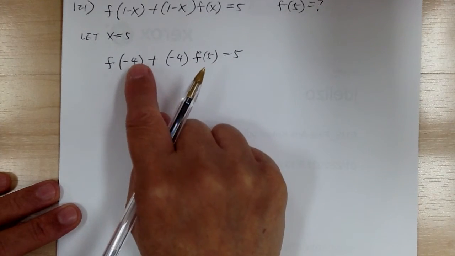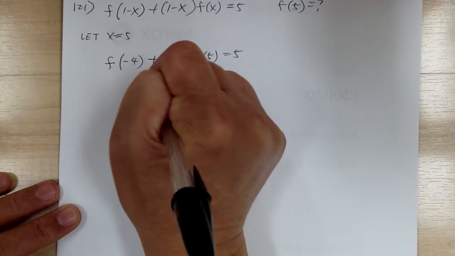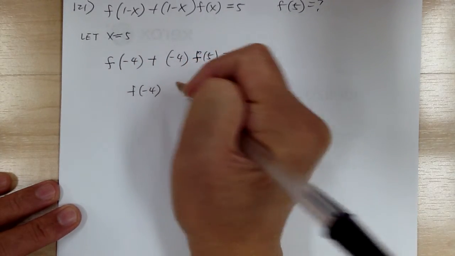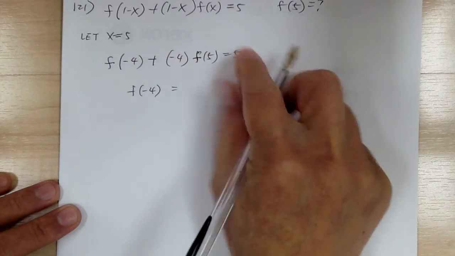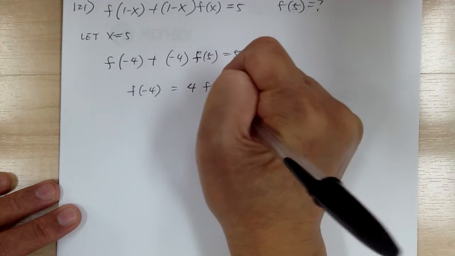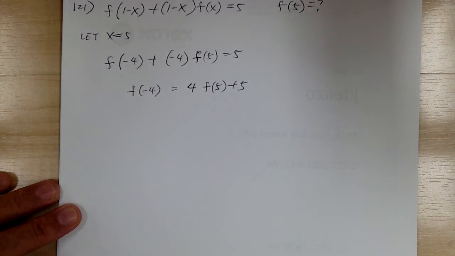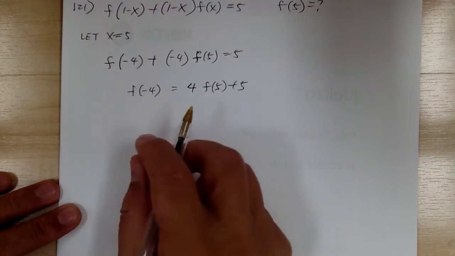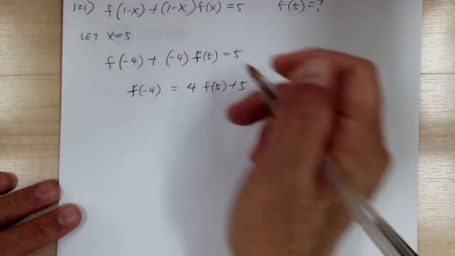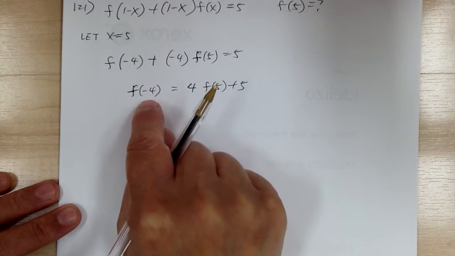So we need to figure out what this is. So you got f of negative 4 will equal to, I'm going to move this over, so it becomes 4 f of 5 plus 5. Okay, now, so we need to find what this is.